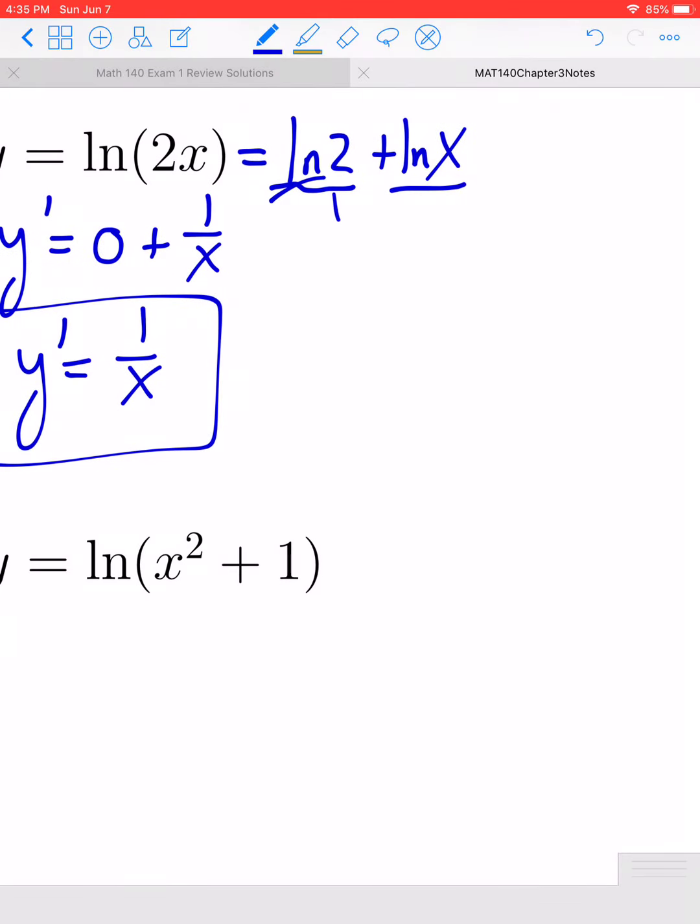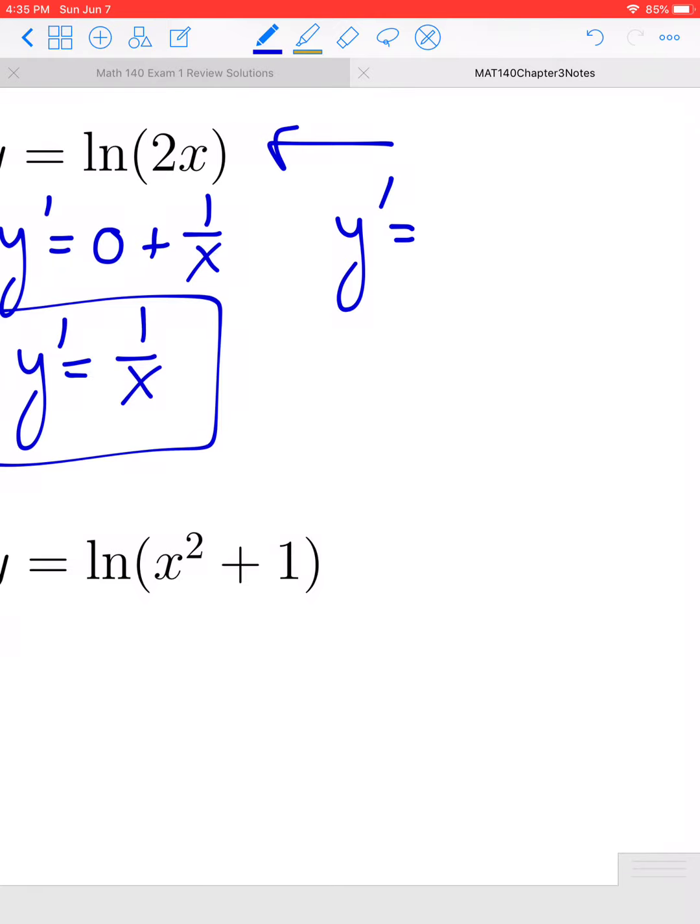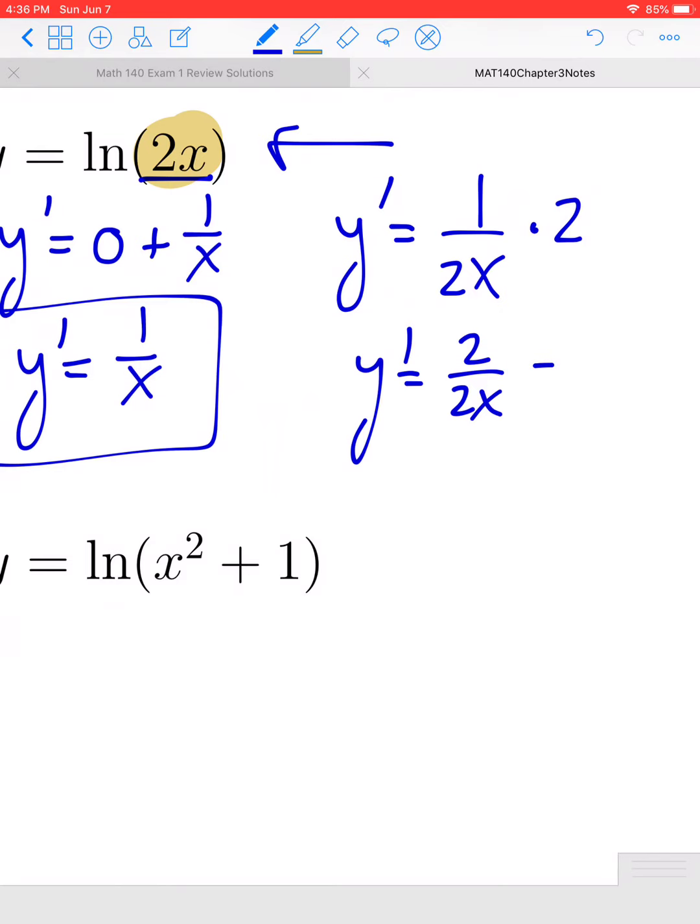Alternatively, if we didn't think to do this rewriting step, and if we try to differentiate it as it is, then in this form that would require the use of the chain rule. The derivative of the ln of 2x, according to our rule for logarithm, would be 1 over the thing on the inside. So it's going to be 1 over 2x. And now from the chain rule, we multiply by the derivative of the inside function. The derivative of 2x would be 2. That gives us y prime equals 2 over 2x. The 2's simplify, and we get the same answer. We get 1 over x.